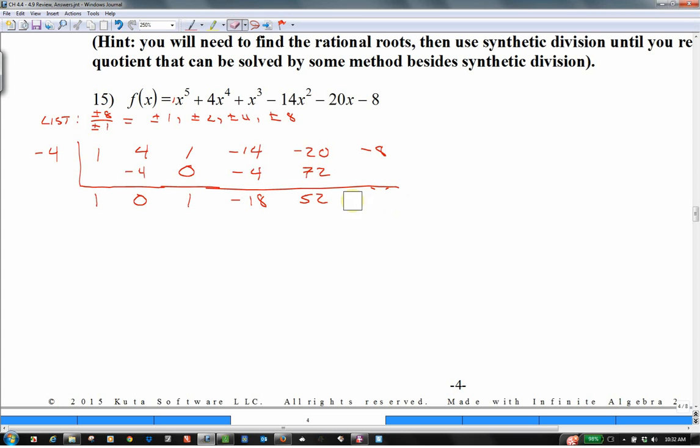If you don't get a 0 at the end, you have to try a different one. I'm going to guess a -2. 1 times a -2 is a -2. Add, I get 2. 2 times a -2 is a -4. Add, -3. -3 times a -2 is 6. Add, I get a -8. -8 times a -2 is a +16. Add, I get a -4. -4 times a -2 is 8. I get a 0. So a -2 is one of my zeros.